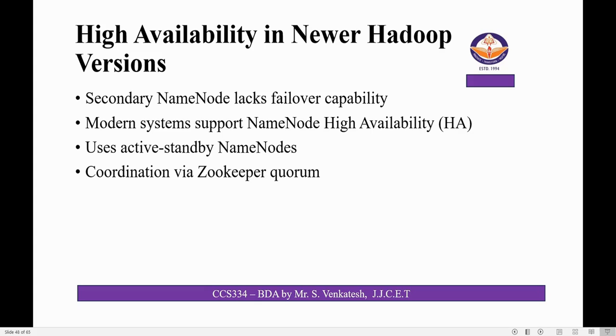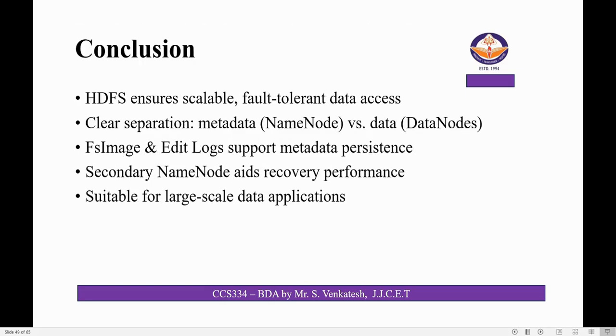Conclusion: the HDFS architecture offers scalable, fault tolerant and high throughput access to data with a clearly defined master slave model. It efficiently separates the metadata management and data storage through the name nodes and data nodes. The use of FS image and edit logs ensures persistent metadata storage. The secondary name node supports checkpointing for better recovery performance. So these design elements make HDFS a better solution for handling massive data sets in modern data intensive applications.